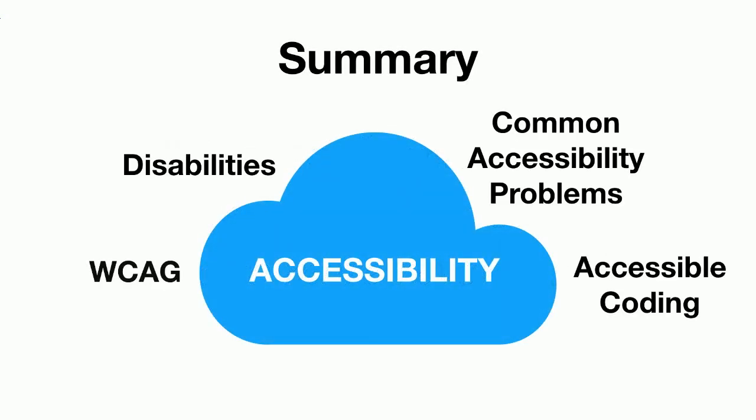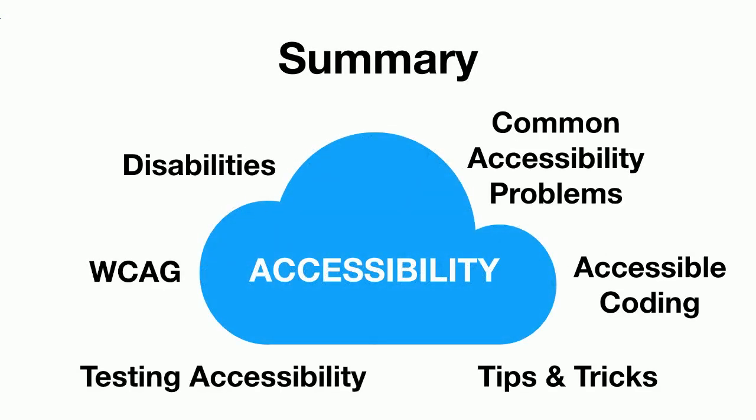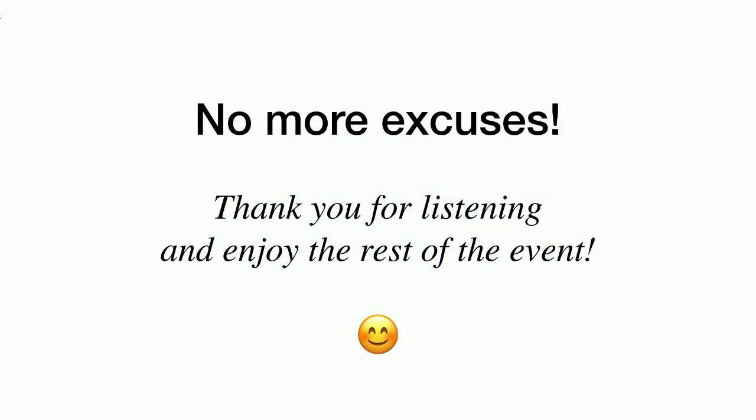So this is what I've talked about today. You've learned a few things about different kinds of disabilities and common accessibility problems. You now know the 4 main principles in WCAG and how to code accessible and how to test accessibility. And of course, a few tips and tricks. And there are no more excuses. So go ahead and make your interfaces and code more accessible.